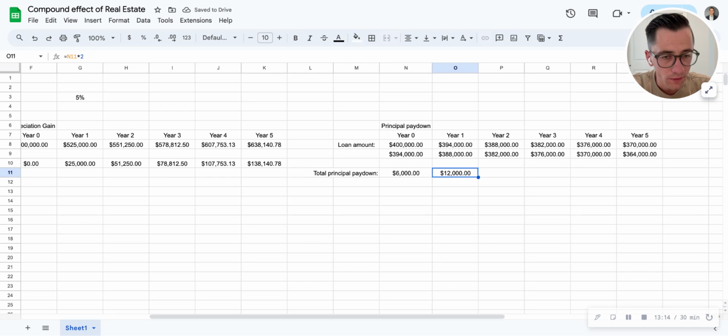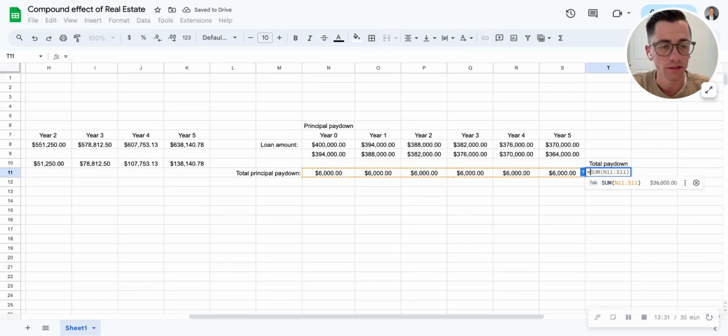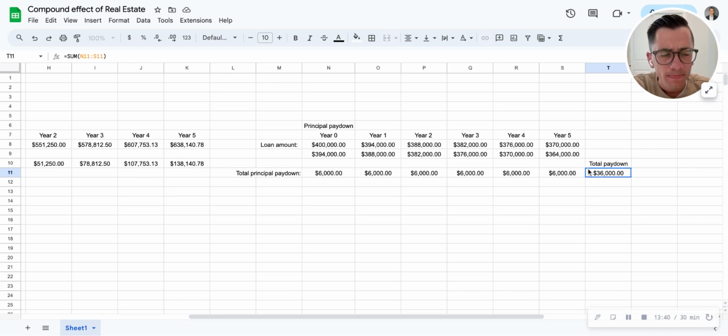I think that's right. It wouldn't be times by 2. So this is just showing your total. So I guess every single year would just be 600, or it would be 6,000. But once you get to the end of this, you can actually see the total pay down right here, which is the sum of those numbers. Thank you, Excel. Okay, so you pay down a total of $36,000 towards your actual mortgage. Okay, that's all good. Okay, so that's after 5 years.